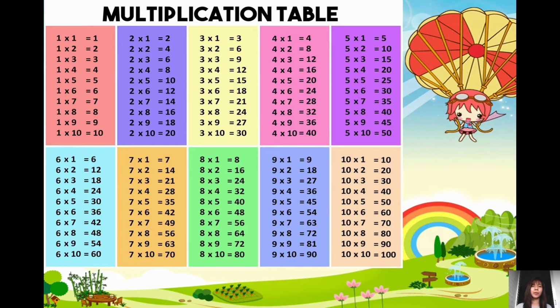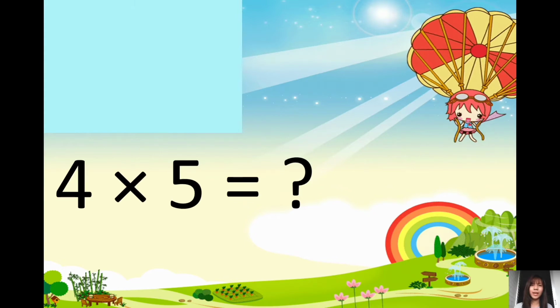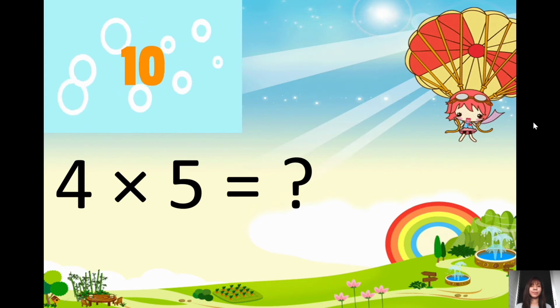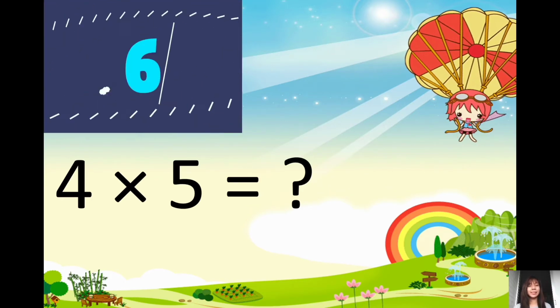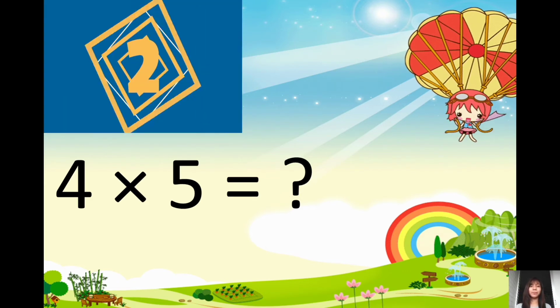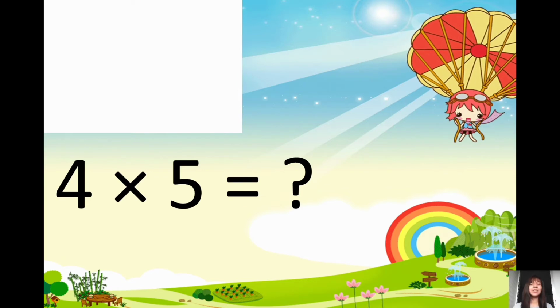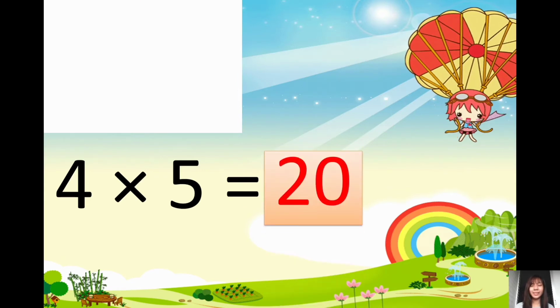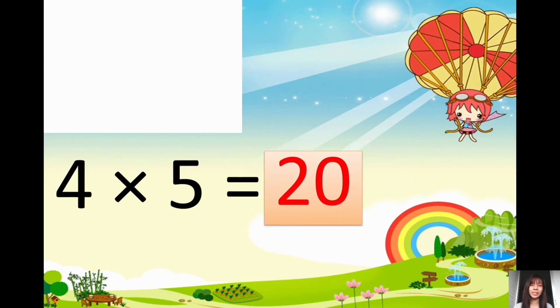Let's have an example or practice. 4 times 5, what do you think is the answer? I'll give you 10 seconds. Ready, go! Okay, time is up. The answer is 20. So again, 4 times 5 equals 20.